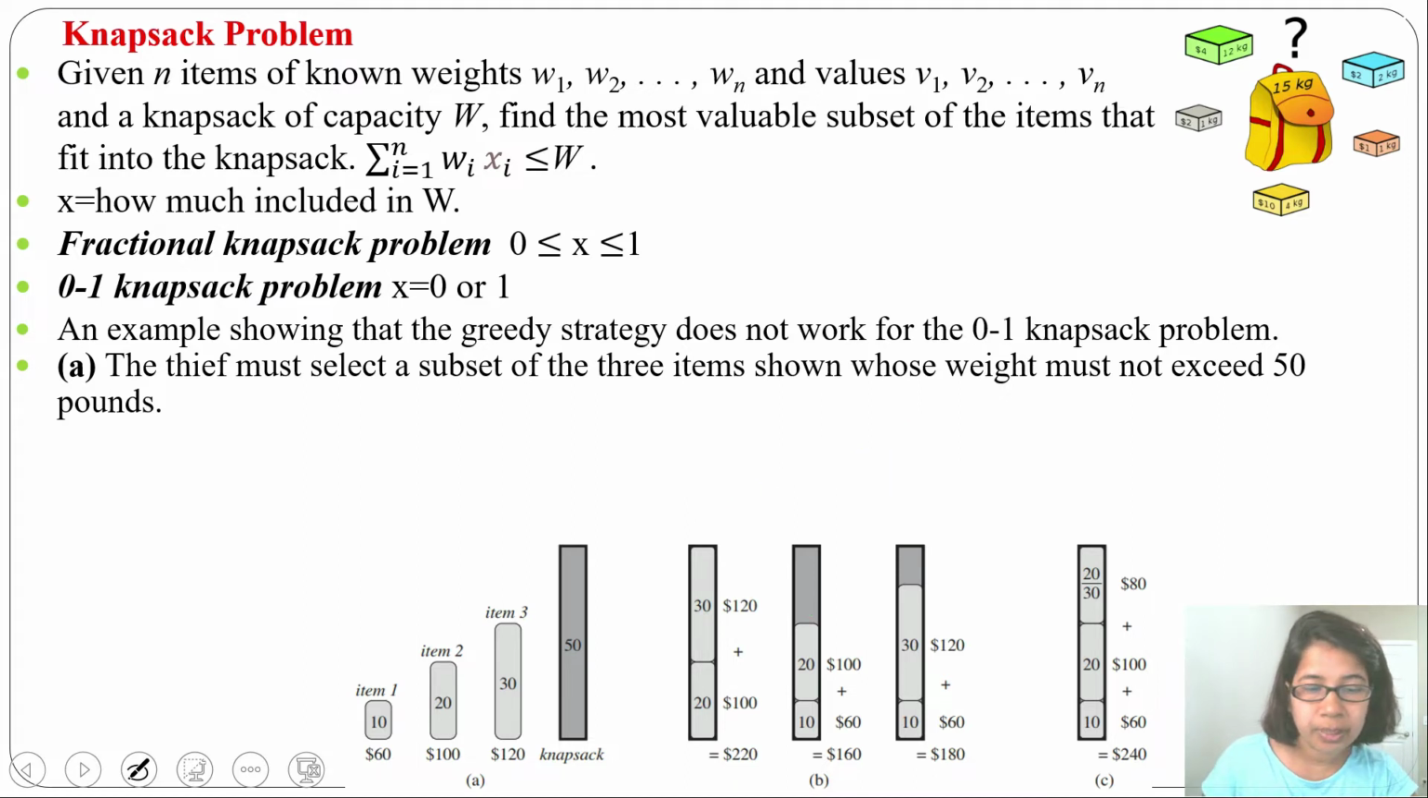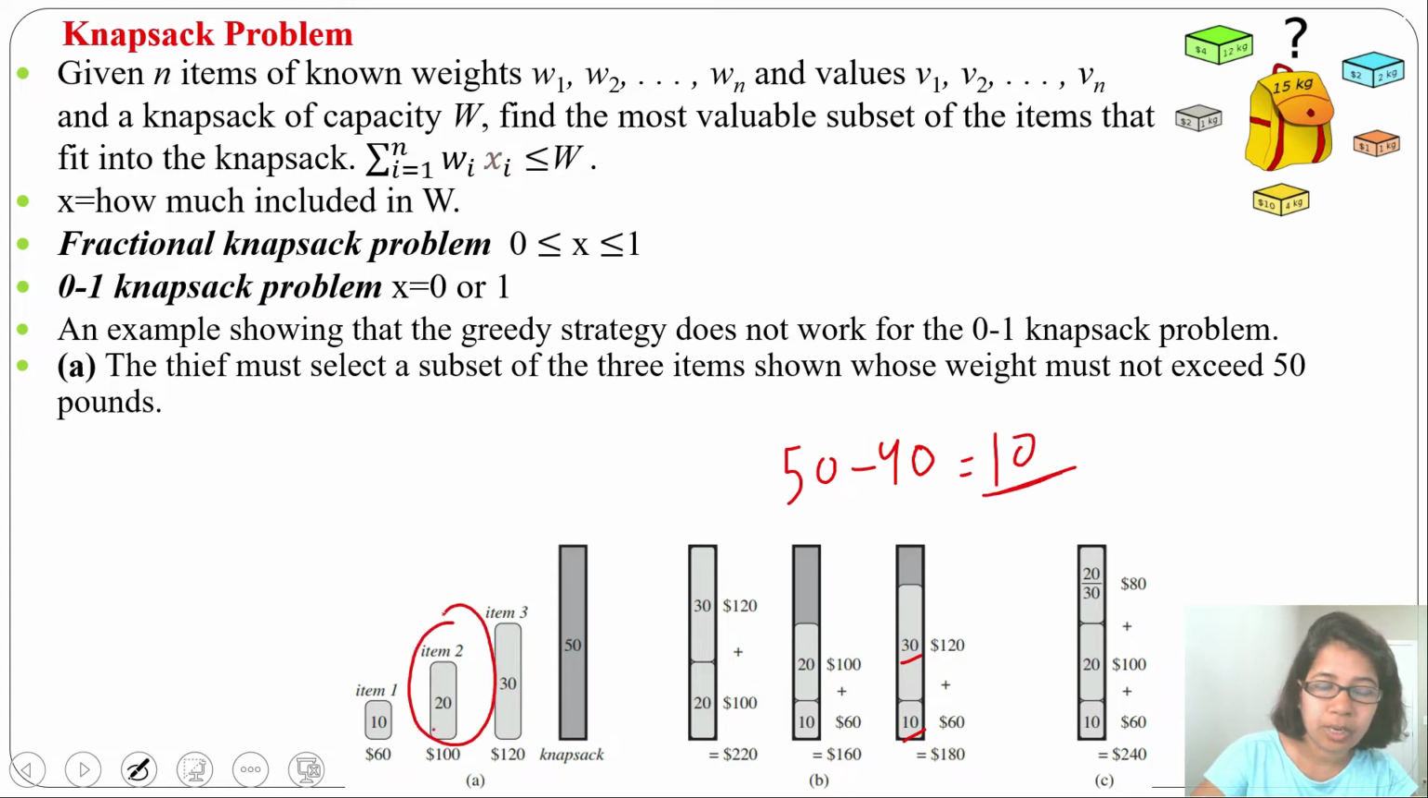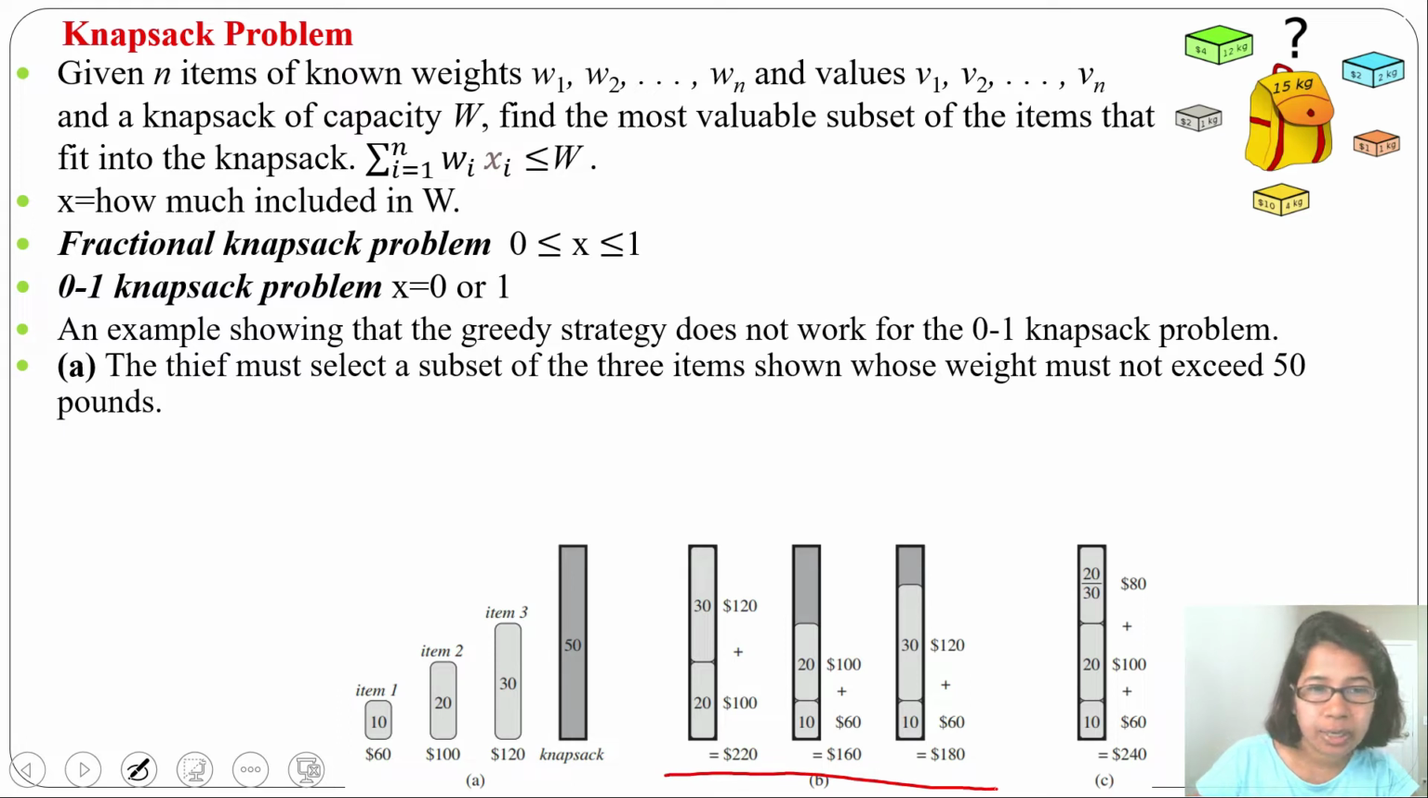Next, suppose they will pick item 1 and item 3. So item 1's weight is 10 pounds, item 3's weight is 30 pounds. 10 plus 30 is 40. Total capacity is 50, so 50 minus 40, 10 pounds is left, but in that 10 pounds we cannot take item 2 as its weight is 20 pounds. So that 10 pounds is wasted. Now the value: here 120 and 60, total is 180. So these three are 0-1 knapsack problems. Either we can pick an item or we can skip it. We cannot take some fraction.